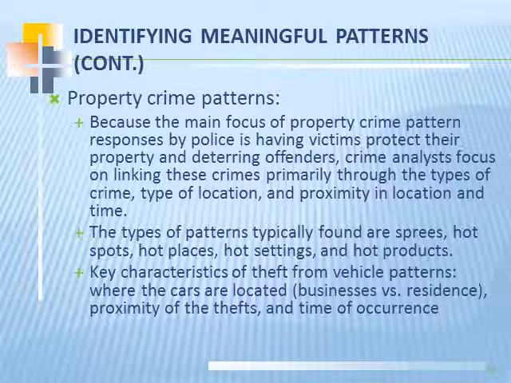Examination of property crimes focuses on linking crimes primarily through the types of crime, type of place, and proximity in location and time. The types of patterns typically found are sprees, hot spots, hot settings, and hot products. Key characteristics of theft from vehicle patterns are primarily based on the type of place where the cars are located, for example, businesses versus residences, proximity of the thefts, and time of occurrence.